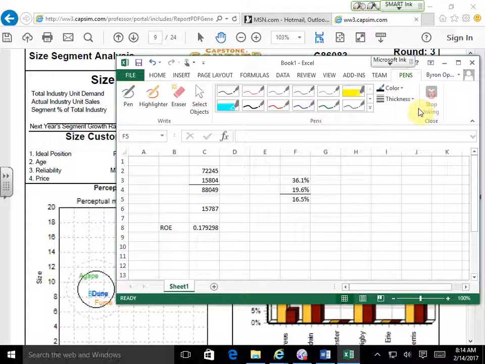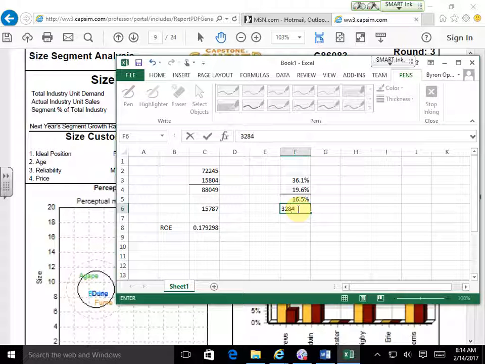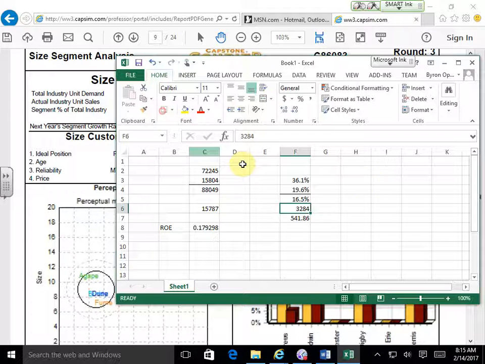I hate that thing. 3,284. So the number of units that they missed out on was simply equal to the percent times the demand. So 541 to 542. Oh my God.